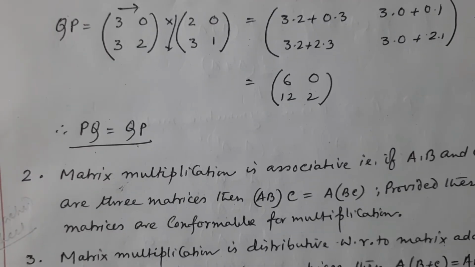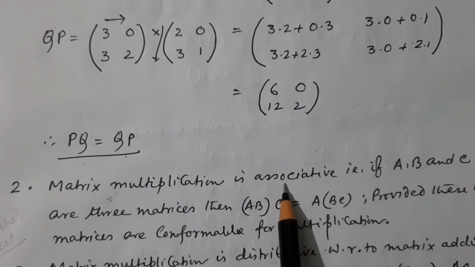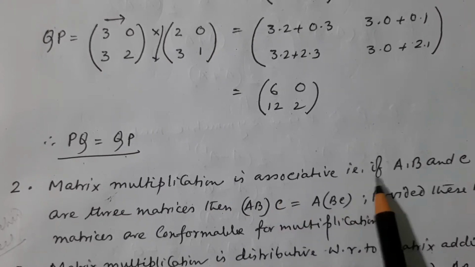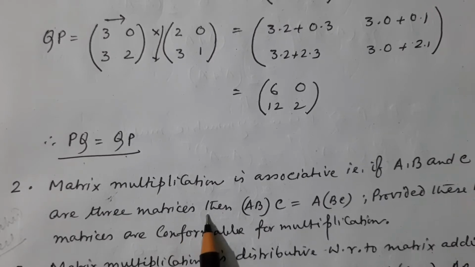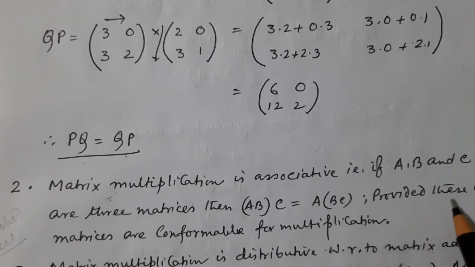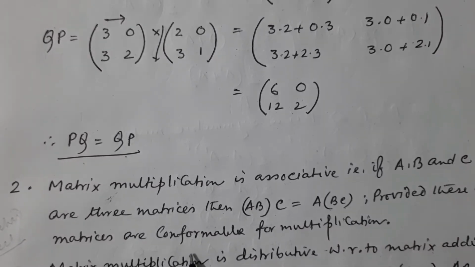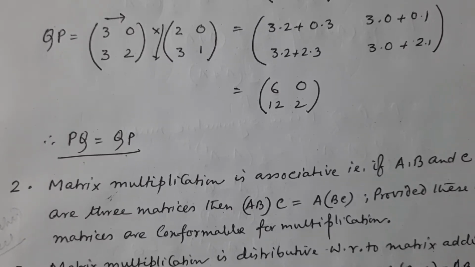Second property: matrix multiplication is associative. That is, if A, B and C are three matrices, then AB into C equals A into BC, provided these three matrices are conformable for multiplication. Let us consider an example.